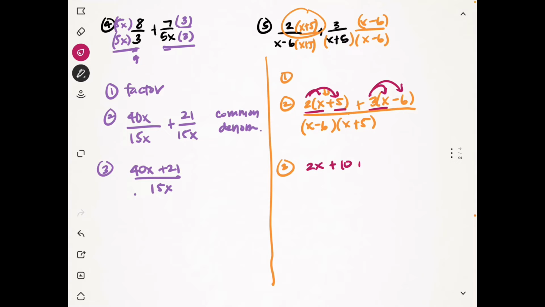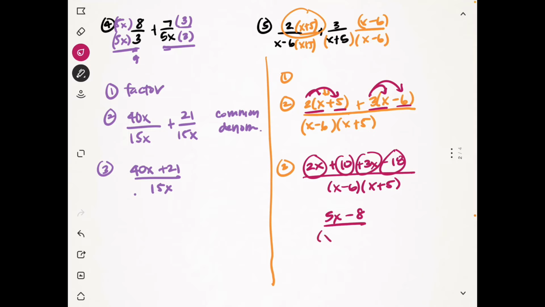And then 3 times x is 3x. 3 times negative 6 is negative 18. Our denominator does not change. And then we're just going to combine our like terms on top. So 2x plus 3x is 5x. 10 minus 18 is negative 8. And then we have x minus 6, x plus 5. Our denominator doesn't change. And then we're okay.